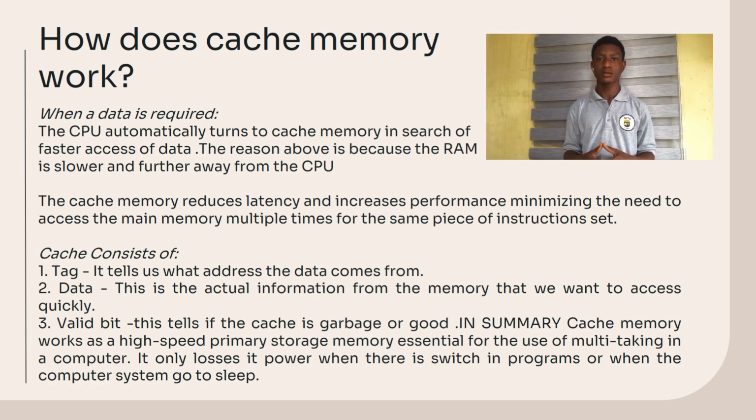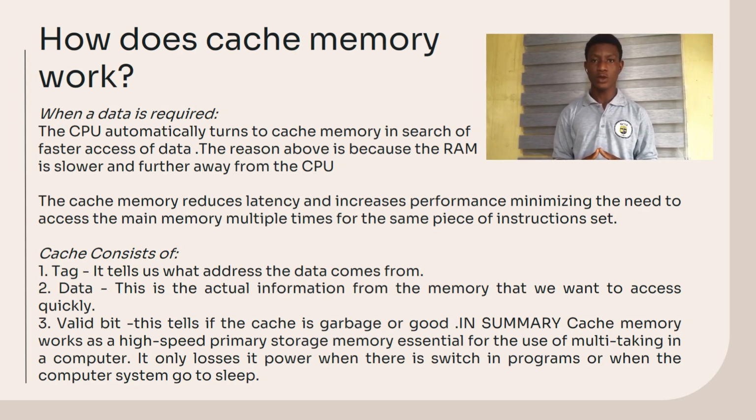So one may ask, what does the cache memory consist of? The cache memory consists of the tag, data, and valid bit. The tag tells us what address the data we want comes from. The data is the actual information from the memory that we want to access quickly. So now let's talk about valid bits. As the name depicts, validity. The valid bit tells us if the cache is garbage or good.